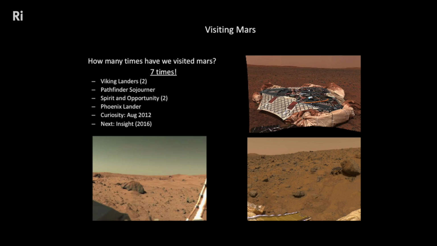Just unfortunately, I think the solar panels weren't able to deploy, and it wasn't able to communicate, so they weren't able to do science with it. But that was an important finding for the European Space Agency, that was successful. And these are some of the images taken.